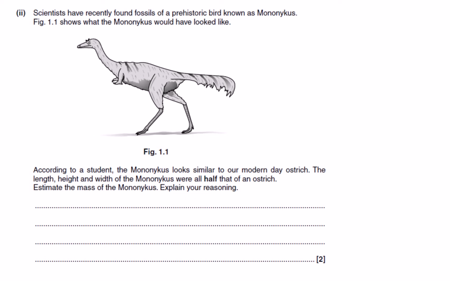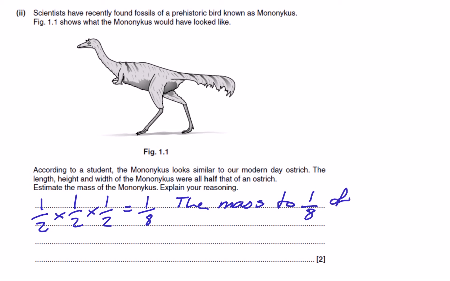Okay, well, if the length, height and width are all half of that of an ostrich, that would mean that the total volume of our Mononykus is going to be a half times a half times a half, which is equal to 1/8 of the volume of an ostrich. Therefore, I would expect the mass to be 1/8 of the mass of an ostrich.